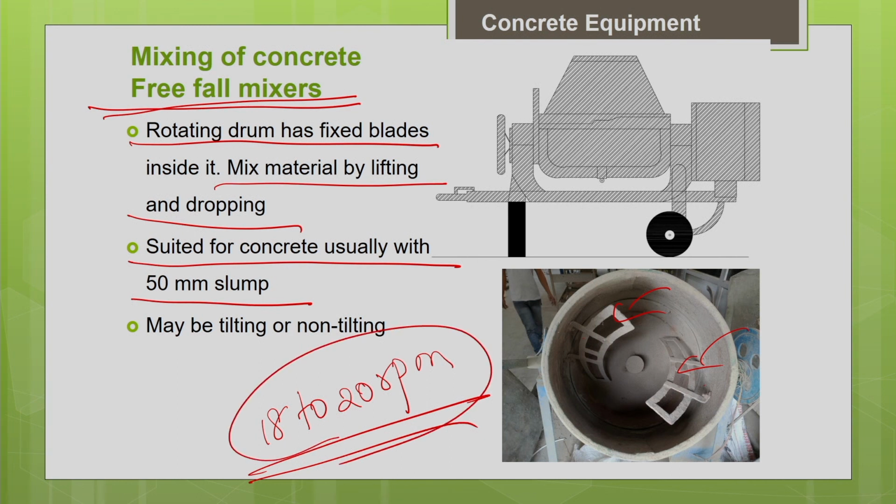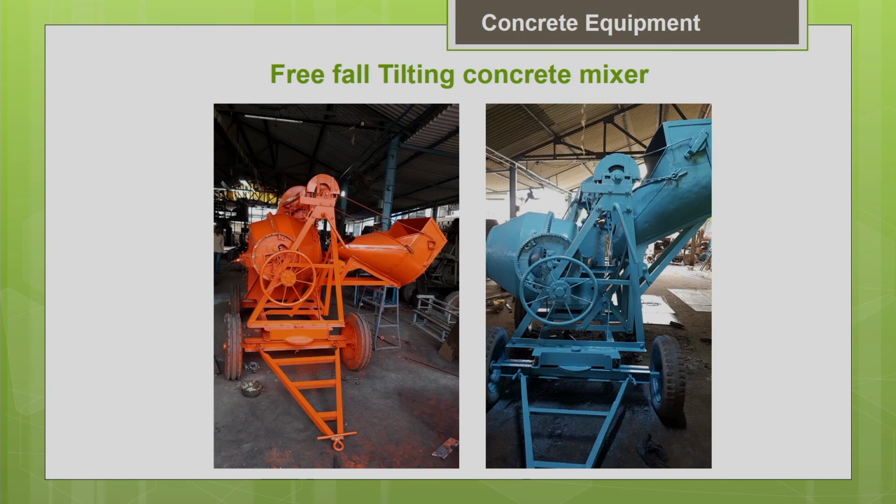You have different configurations, tilting type and non-tilting type. In this free fall tilting type concrete mixer, you can see this kind of wheel arrangement. With this wheel arrangement you can change the angle of inclination of the drum, so that helps you to tilt the drum. If you want to discharge the concrete, you can just tilt the drum so that you can easily discharge it. With the tilting mixer, the discharge rate will be faster.